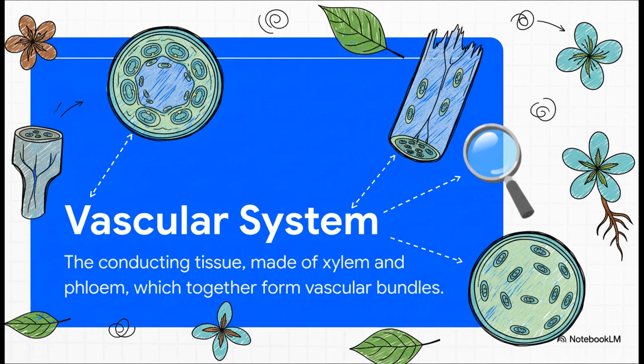And finally, we get to the plumbing, the vascular system. Think of this as the plant's internal highway network. It's made of these bundles of two types of pipes. You've got xylem, which brings water up from the roots, and then you've got phloem, which is like the delivery service, taking all that sugary food made during photosynthesis and distributing it wherever it's needed.